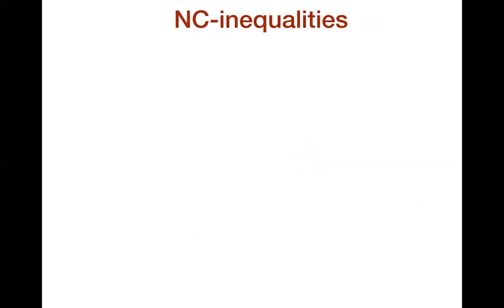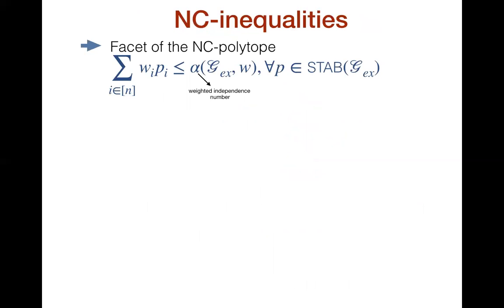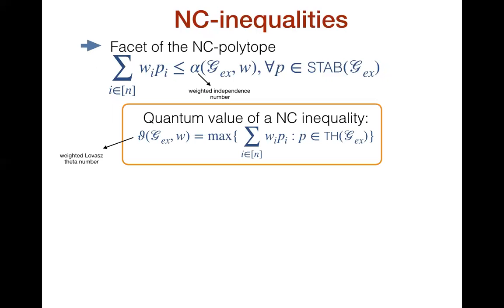Okay, so next we come to the non-contextuality inequalities. The facets of the non-contextual polytope are given by these non-contextuality inequalities, and they are of this form: you take a weighted sum of these components of the behaviors in the classical non-contextual set, and it is upper bounded by the weighted independence number. On the other hand, if you take the quantum value of this expression, that is, you take P to be in the theta body, then the maximum value that you can achieve is given by the weighted Lovász theta number.